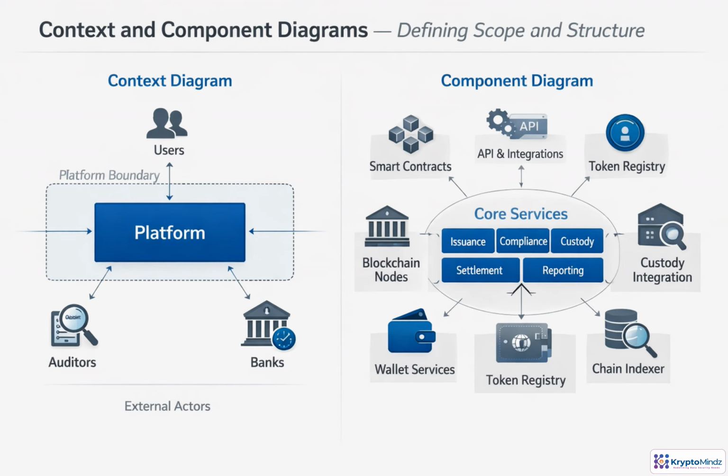A context diagram answers the first scope question: what is the platform responsible for, and what remains outside it? That boundary matters when issuers, investors, custodians, banks, regulators, and blockchain networks all interact with the solution. From there, the component diagram turns the boundary into internal structure: APIs, compliance services, token services, smart contracts, custody connectors, reporting, data stores, nodes, wallets, and indexers. Together, they reduce ambiguity before teams start building.